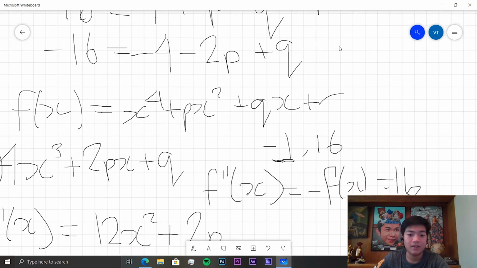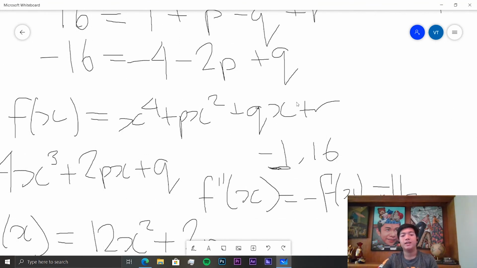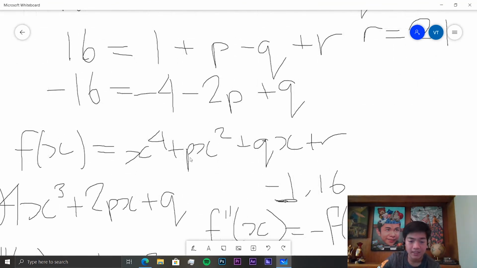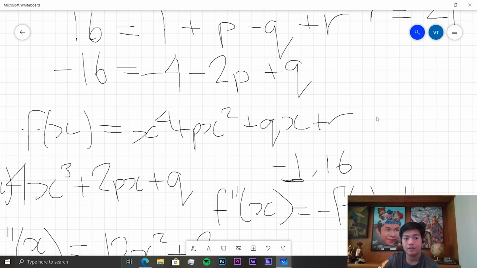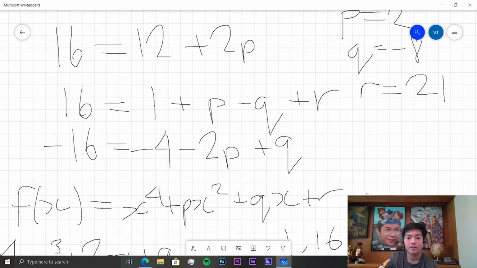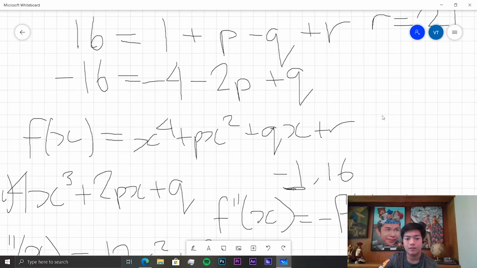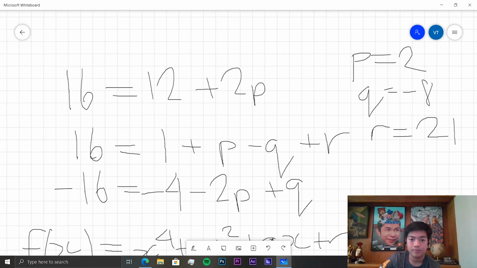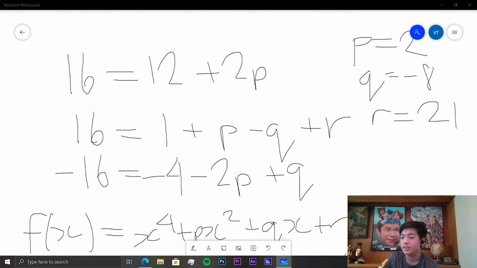So let's go back here. At the point -1, this would be 16 is equal to 1 plus p plus q, minus q plus r. Okay. So we had p is equal to 2, q.